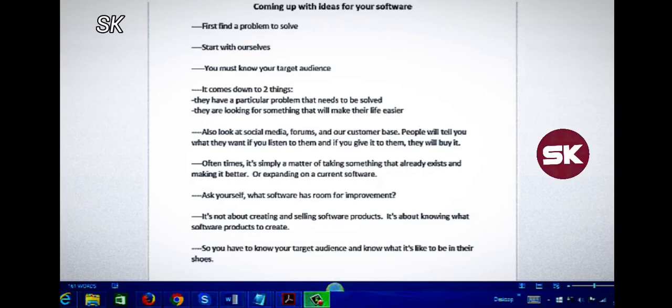So you've got to ask yourself, what software out there has room for improvement? And you've got to remember this: it's not about just creating and selling software products. There's a lot of money to be made in selling software products, don't get me wrong, but it's also about knowing what software products to create. That's why it's important to know your target audience and know what it's like to be in their shoes.